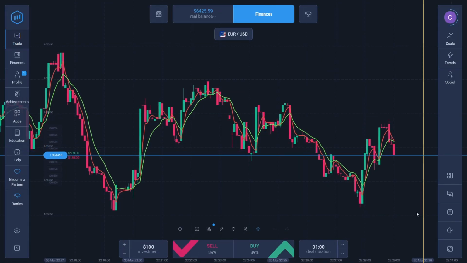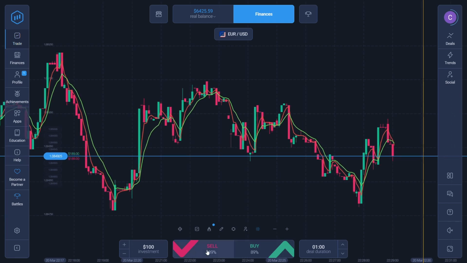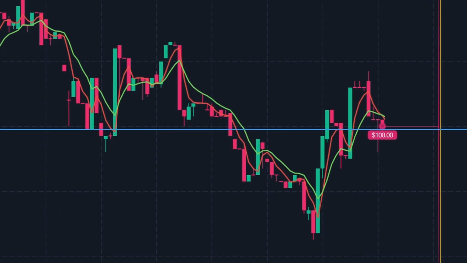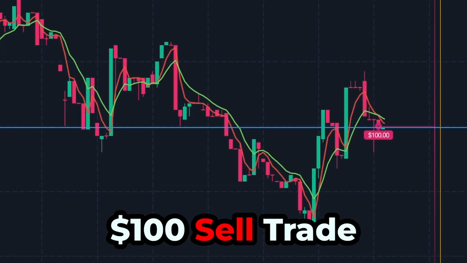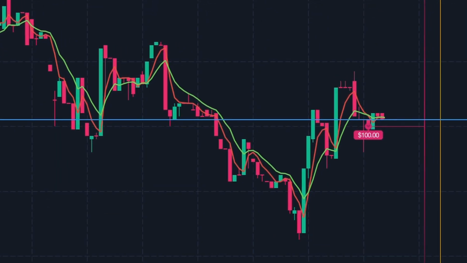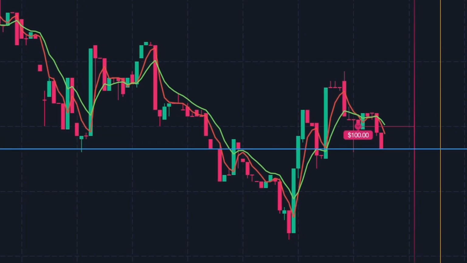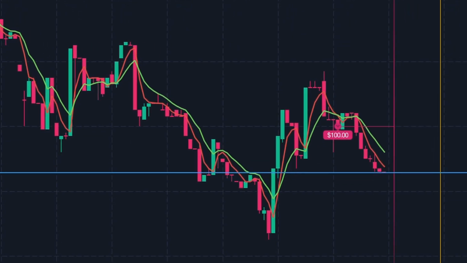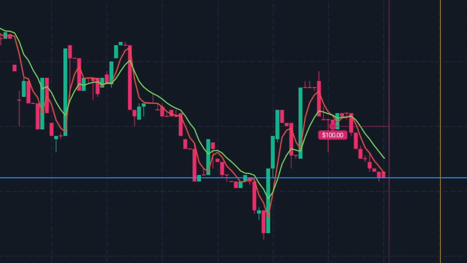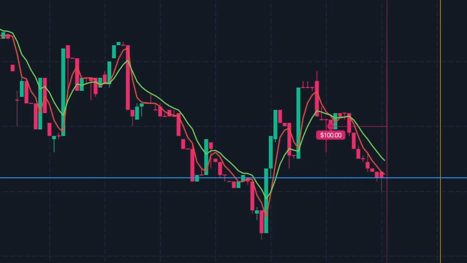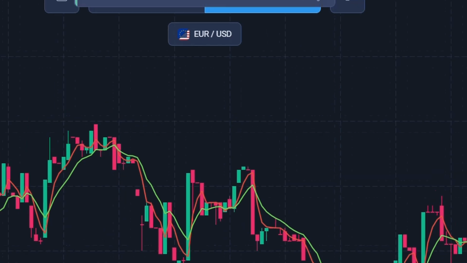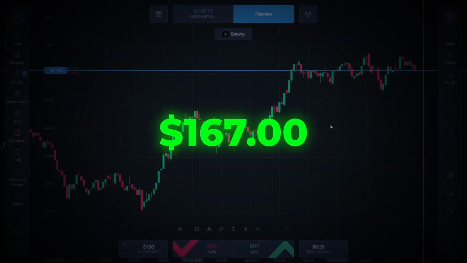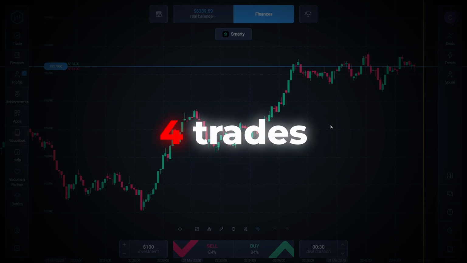After that short uptrend, the market seems to be heading towards a downtrend again. We'll wait until the two lines cross and place a sell trade on the market. We won that trade as well. This brings my total profit to $167 with just 4 trades.